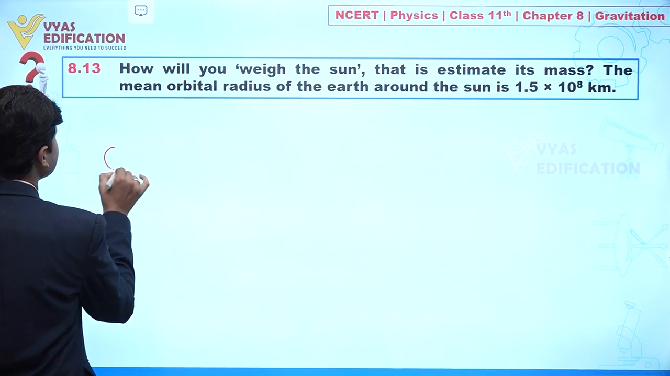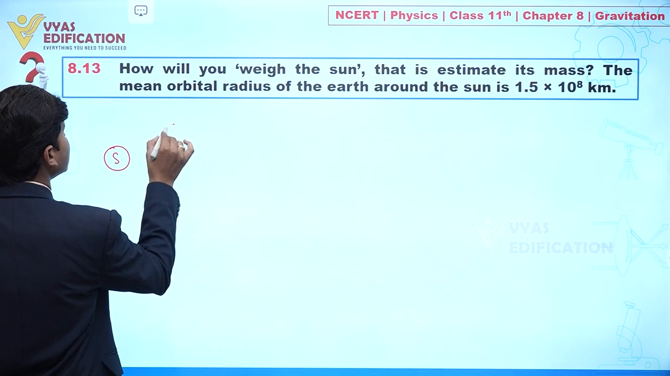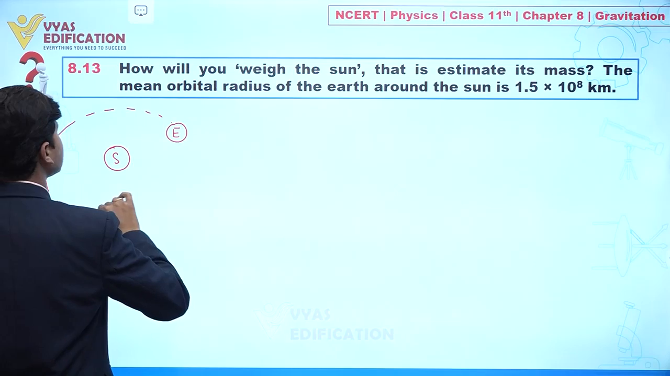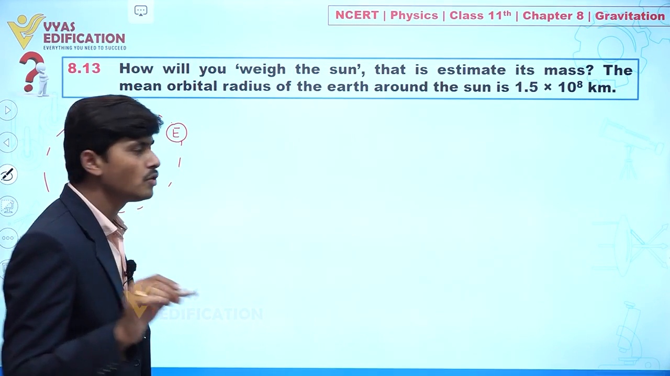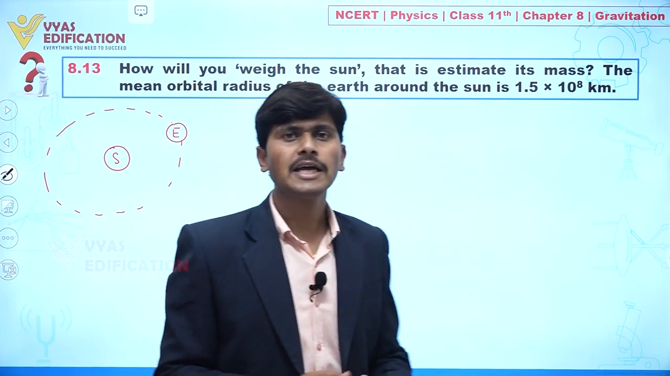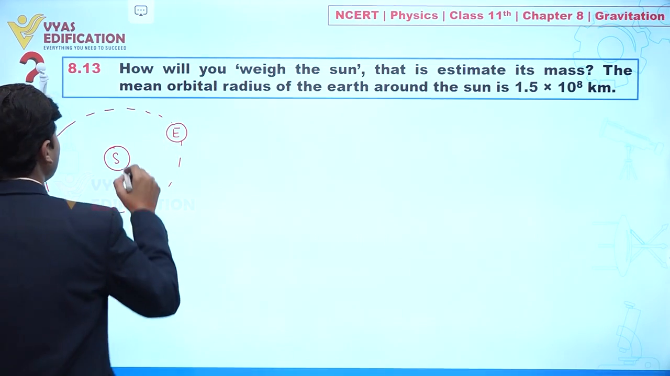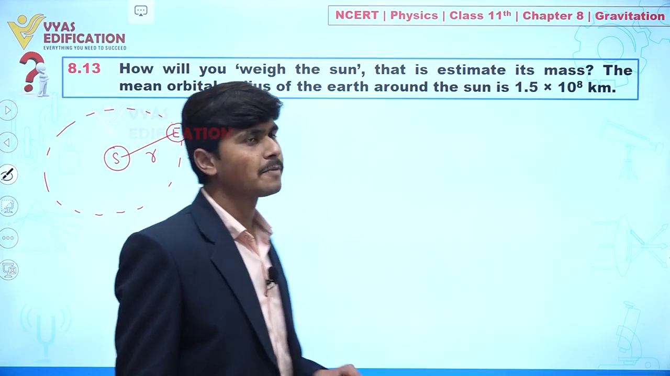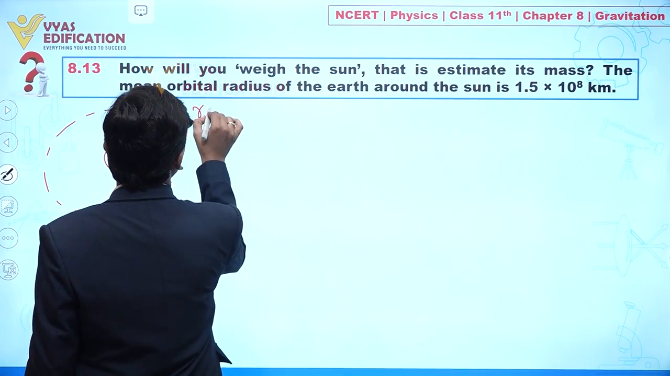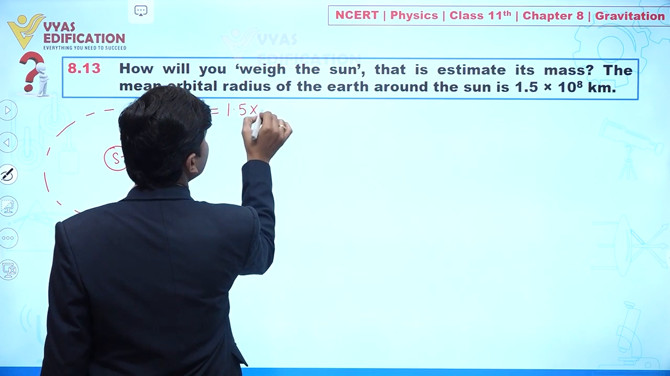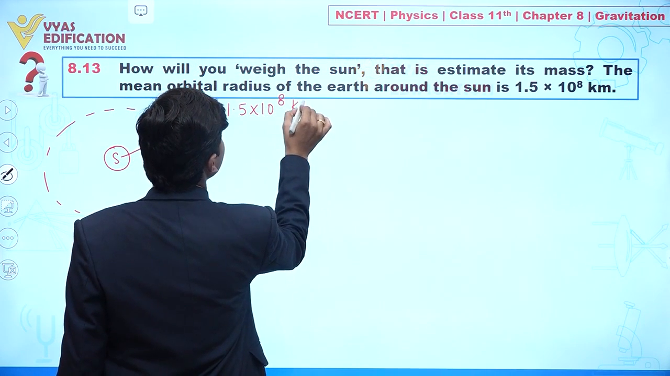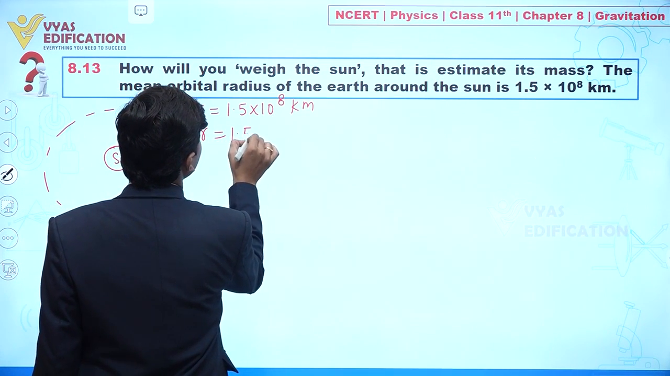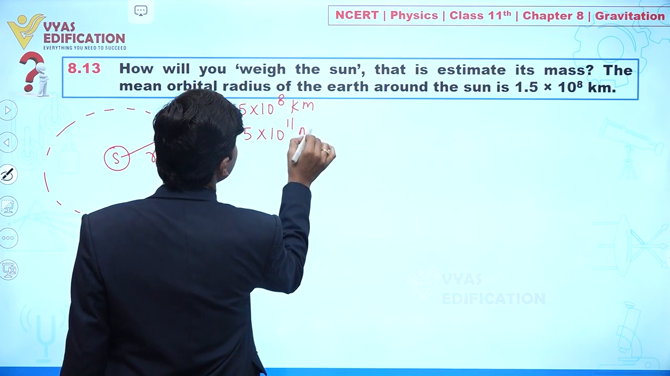Let's suppose this is the sun, and here we have the earth, which is revolving around the sun in an elliptical path. Clear to you? But for calculation purposes we are assuming a circular path. Now the distance between sun and earth is given to you as small r. So the value of small r is 1.5 into 10 to the power 8 kilometer, which we can write as 1.5 into 10 to the power 11 meter.